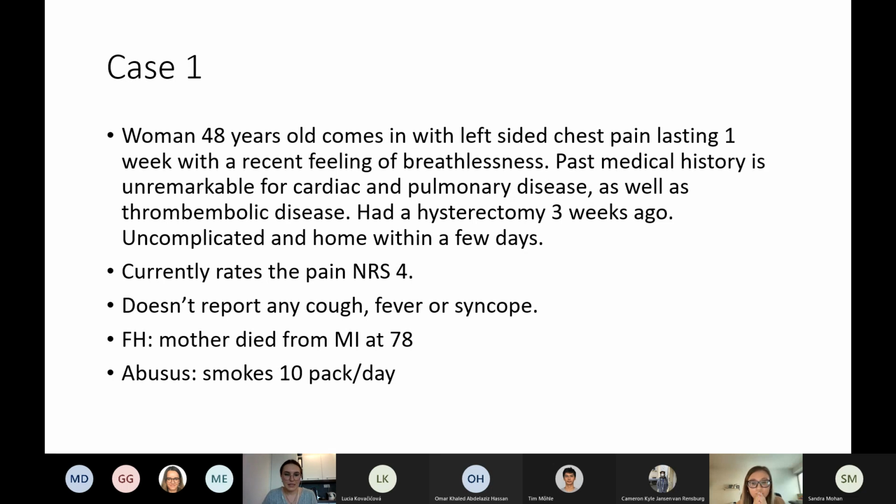And she smokes a 10-pack per day. 10 packs per day? No, a 10-pack per day. She does not smoke 10 packs per day. She smokes 10 cigarettes per day. Okay. She's not that heavy of a smoker.